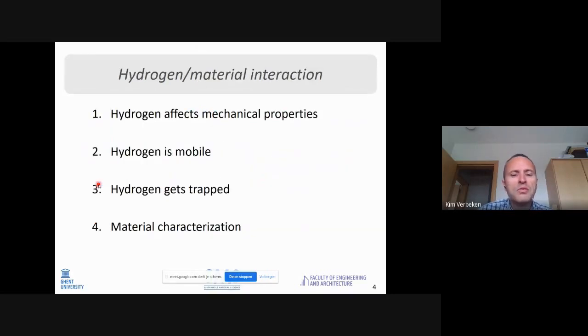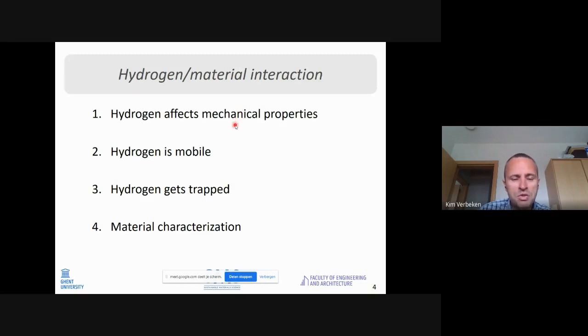I will focus on a few things. I will focus on the fact that hydrogen affects mechanical properties and show you some examples of this, the fact that hydrogen is mobile, and the fact that hydrogen can get trapped. Then I will also show you how material characterization techniques and advanced techniques can give you additional input on how hydrogen behaves inside your material.